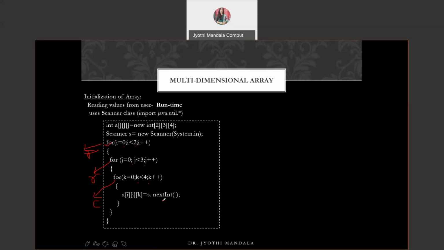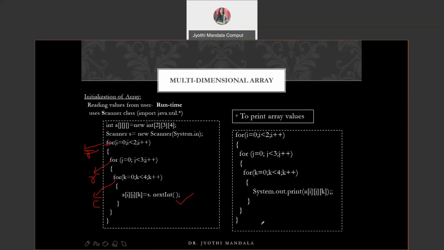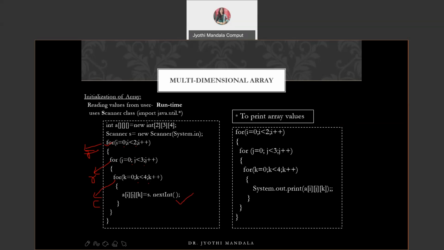So you already know why we have written this, because we want to read the values and store them. Now if you want to print the values, we need to again write 3 for loops, one for table, one for row, and one for column, and we can print the values. Very simple. Right? So this is about multi-dimensional arrays.